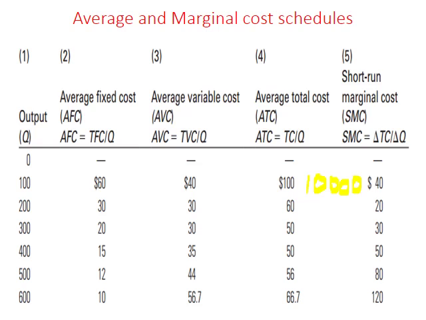Okay, this is the total cost, and the next total cost is 60 times 200, that is 12,000.